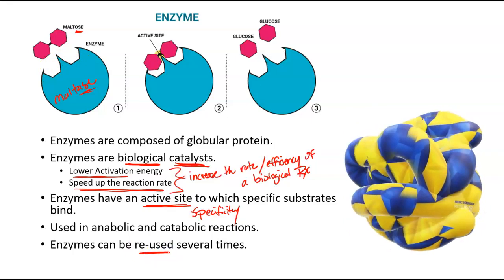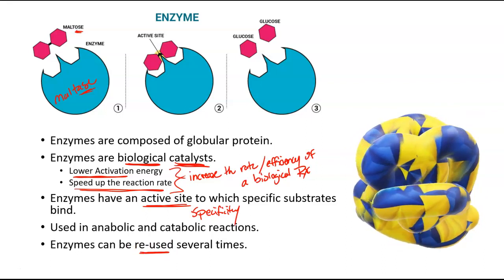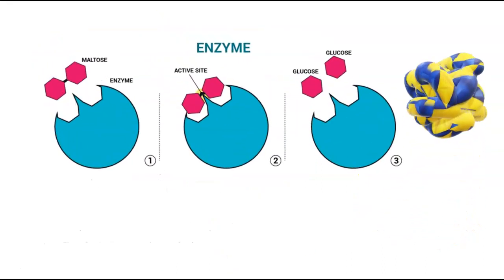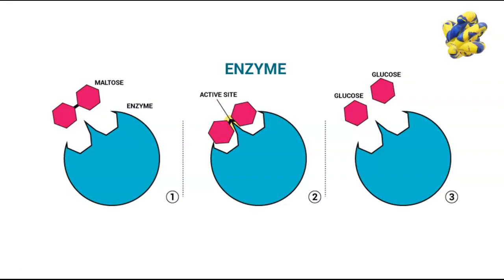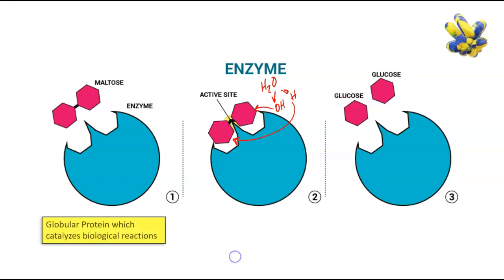Enzymes can be used several times. They can be recycled. They are not a one and done, and we're going to talk about that in more depth in future slides. So, I'm not going to spend time going through this particular diagram. We've already done that, but as a recap, remember you have a substrate. It's going to bind to an active site. That enzyme is going to initiate or catalyze that reaction by adding water, and because it adds water, it splits that H2O into an H and an OH. It's going to give the OH to one, it's going to give the H to the other, and it's going to break the bond between those two monosaccharides to release them as individual monosaccharide products.